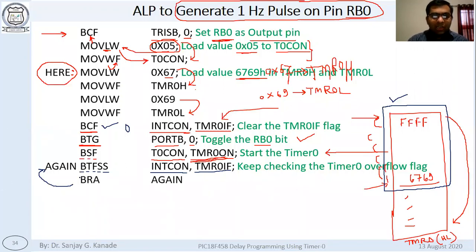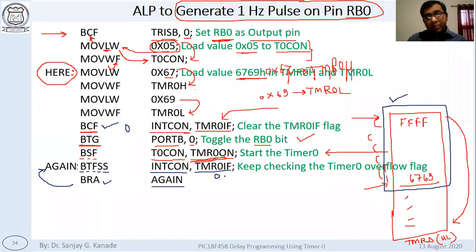So what is happening? Can you guess now? If this bit is 0, this is not going to skip. So this instruction will be executed. If this TMR0IF bit is 0, it will just execute this instruction. And what is this instruction? It is just going back to the same instruction again and again. It is going to the label again, which is here, right? So what we are doing, as long as that bit is 0, we'll just keep waiting at this particular location without doing anything.